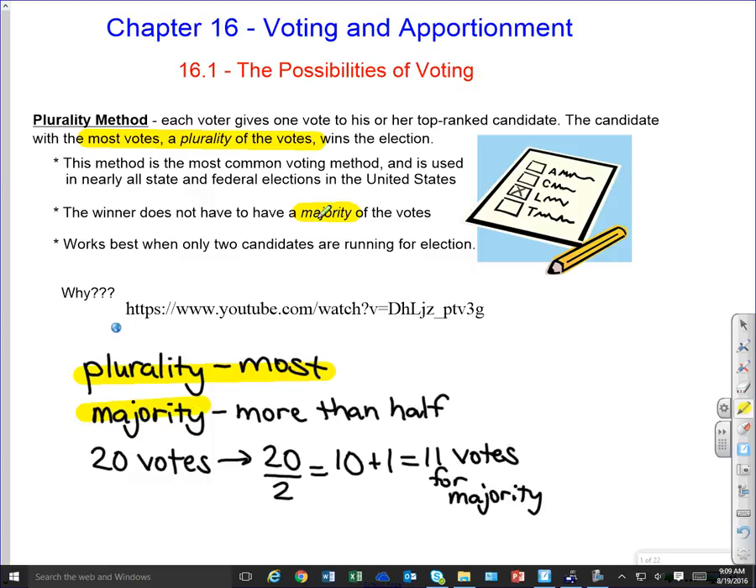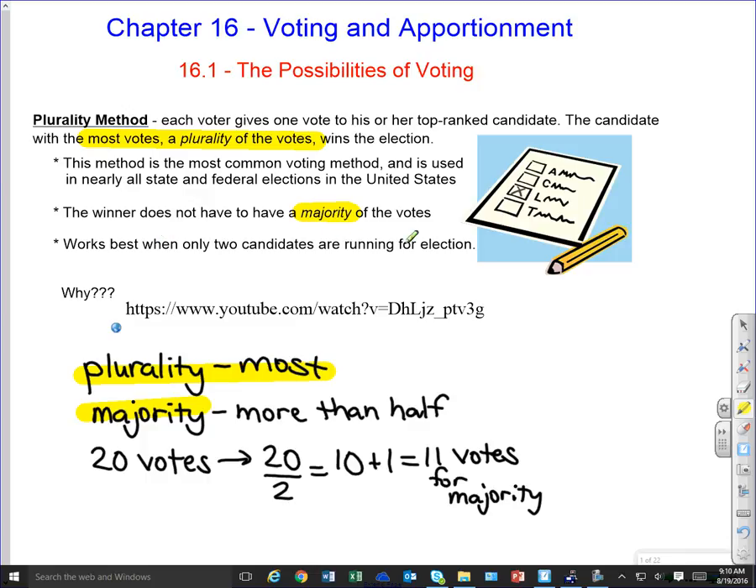Anyway, with the majority of the votes, majority means more than half, right? So someone can win an election just by getting one more vote than someone else. If they had to have the majority, that means that they got more than half, right? They got more votes than everybody else combined, basically. So we will talk about the difference in plurality and majority as we go through this chapter, but that's just something to remember. Plurality just means the most. Majority means that you have more than half, okay?